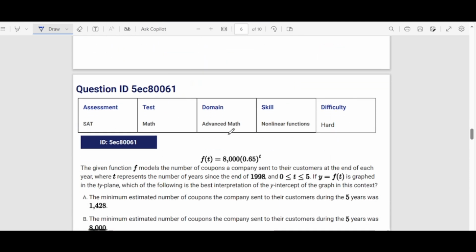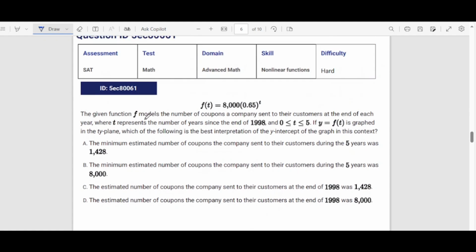Next question. Alright. The given function f models the number of coupons a company sent to their customers at the end of each year. So this is the total number of coupons, where t represents the number of years since the end of 1998. And t is greater than or equal to 0 and less than or equal to 5. Pretty fair. If y equals f of t is graphed in the ty plane, which of the following is the best interpretation of the y-intercept of the graph in this context?